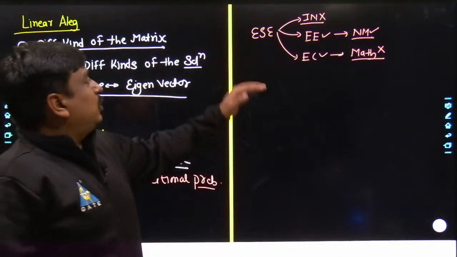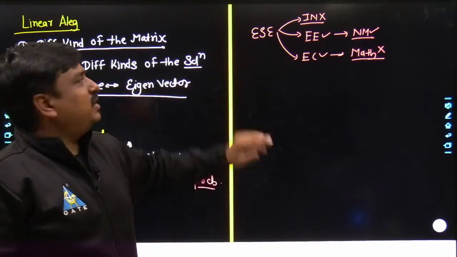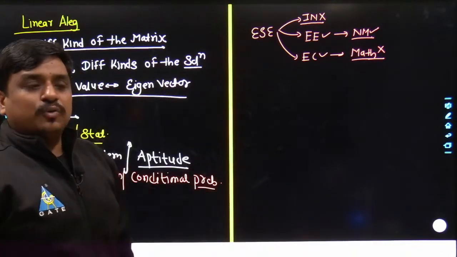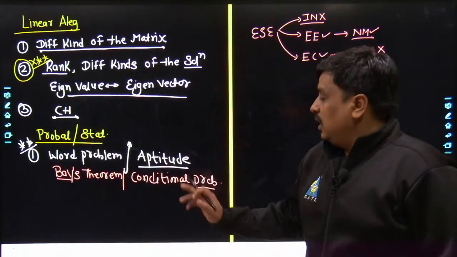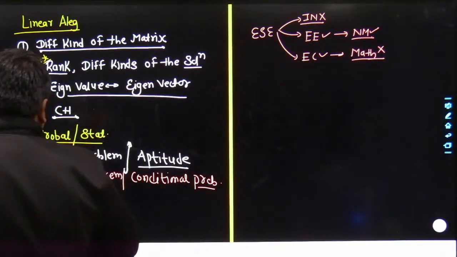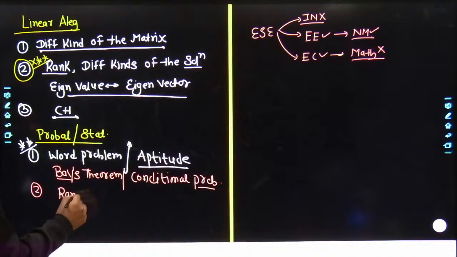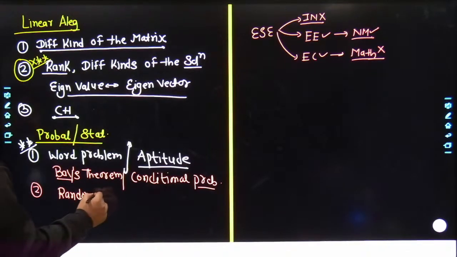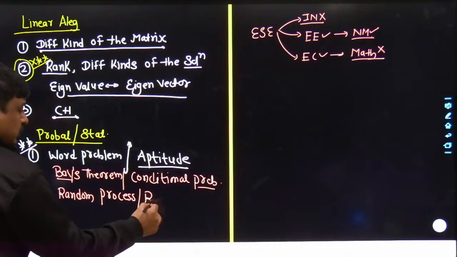So if you really want to dive into ESE electrical, then you have to focus on mathematics, and if you are from electronics, you need not focus on mathematics at all. And now once this is done, I would be focusing on random process and random variable. Definitely one problem would come from this domain.